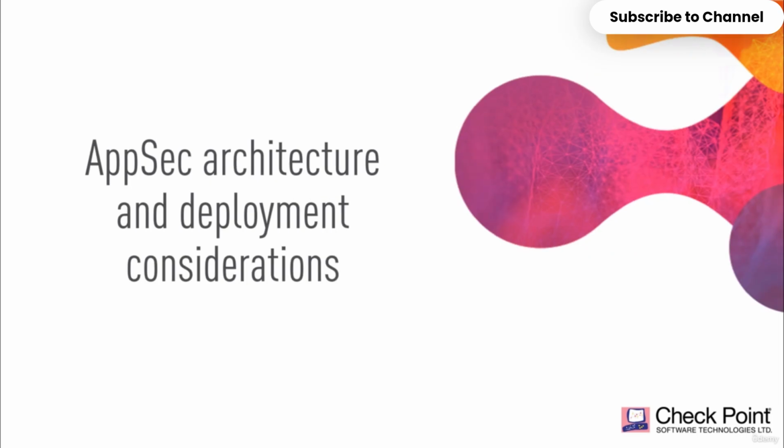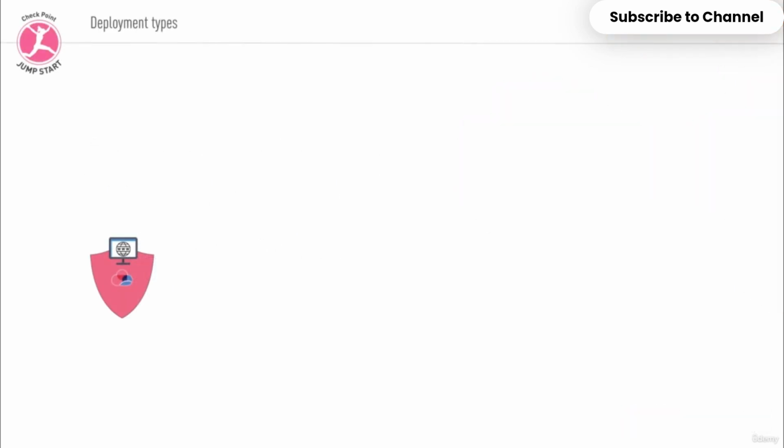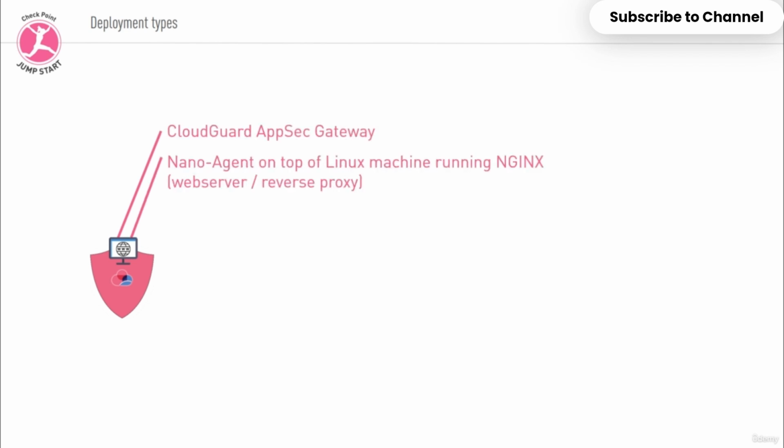Now that we know what CloudGuard AppSec can do, let's focus on its possible architectures and deployment considerations. There are currently 3 available types of deployment, which can accommodate various implementation scenarios. It can be deployed either via the CloudGuard AppSec Gateway, as an embedded nano agent on top of any Linux machine running an Nginx web server or an Nginx reverse proxy, or as a nano agent Docker container.